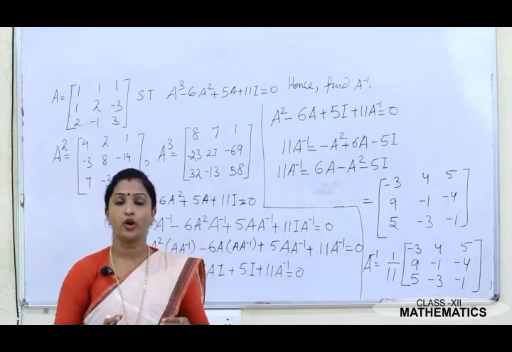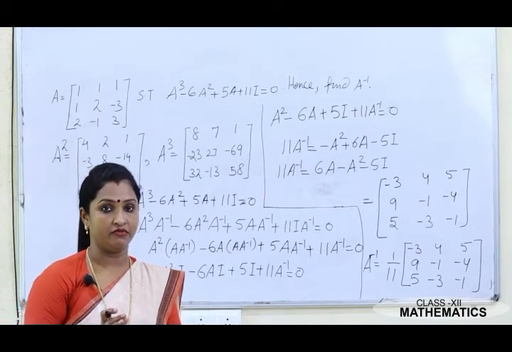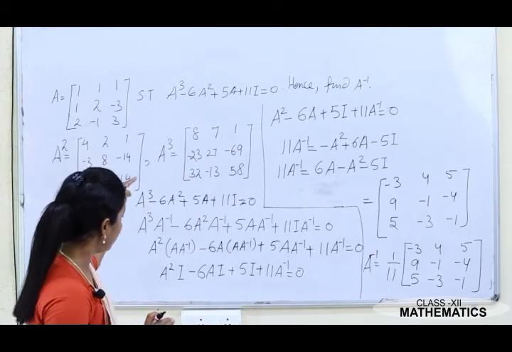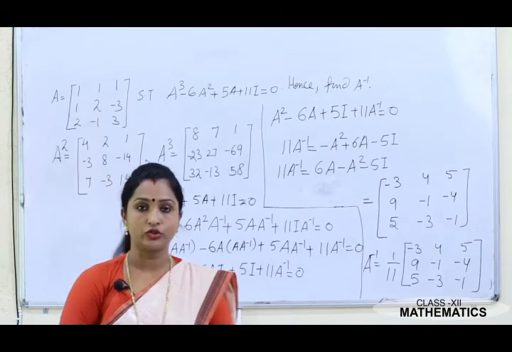So this is the way you have to proceed when an equation is given to you and you have to find A inverse. Don't go for finding adjoint of A. Simply from the equation you have to find the answer for A inverse. Is that clear, children? Now we'll go to the next question here.